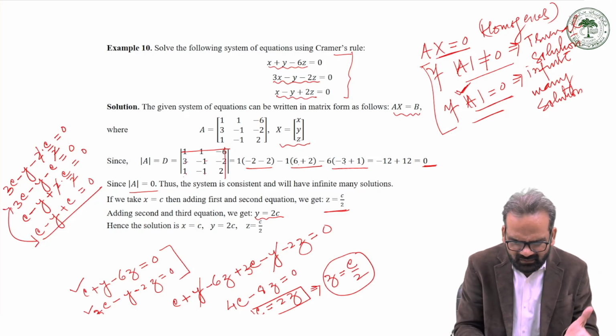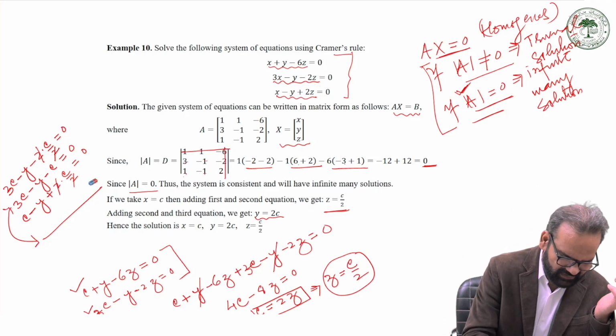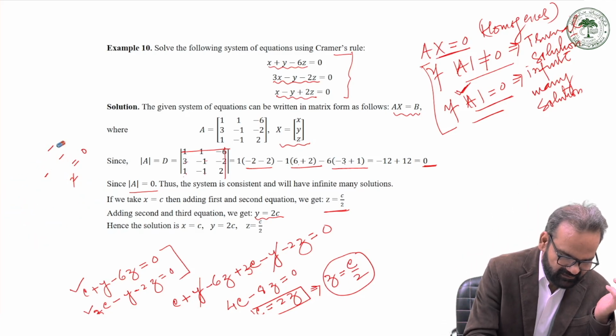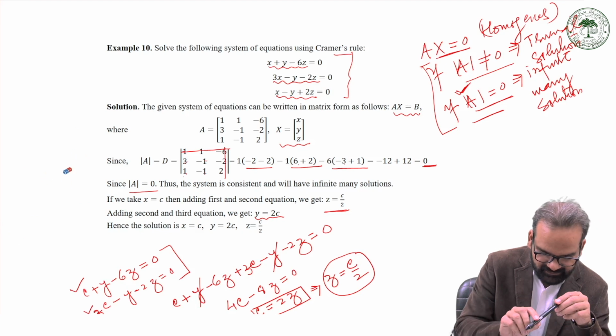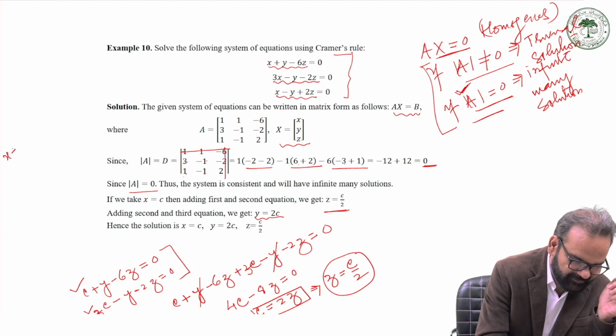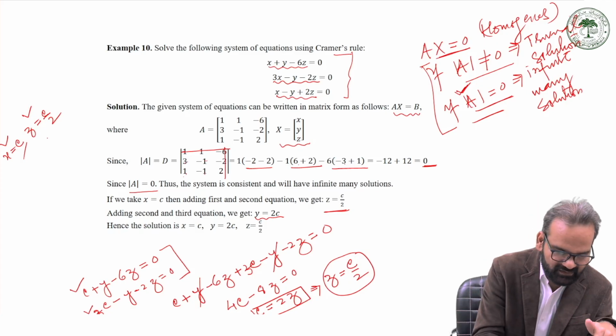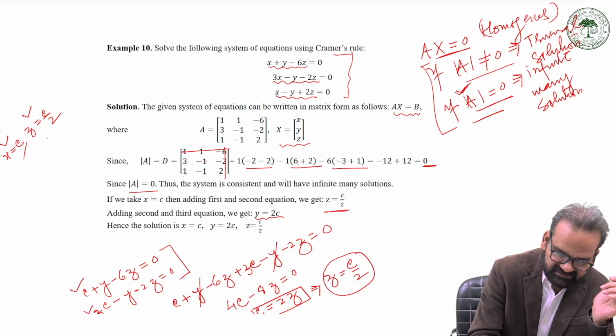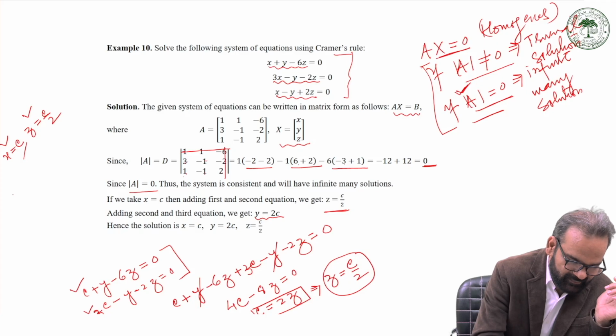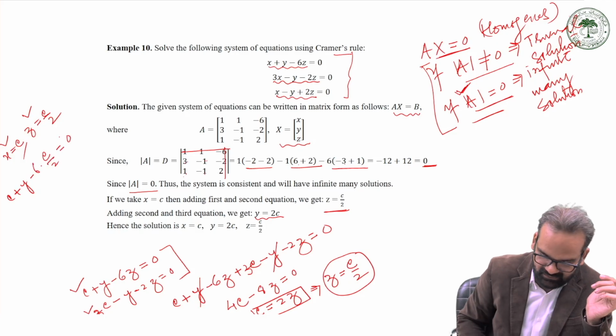Or, you can also find this value in a simple way. See, x is coming out to be c. Z is coming out to be c by 2, right? X is here, z is here. Determine the value of y. Put the values of x and z in equation number 1. See, what is equation number 1? C plus y minus 6 into z, what is z? Z is c by 2. This equals 0.